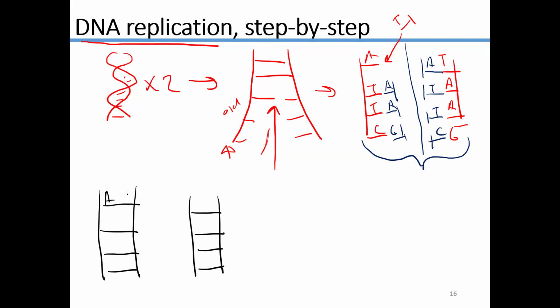looks like. So we have A goes with T, T, T, C. This would be A, and then G. And then over here, we would have the exact same thing. So A, T, T, C, T, A, G.